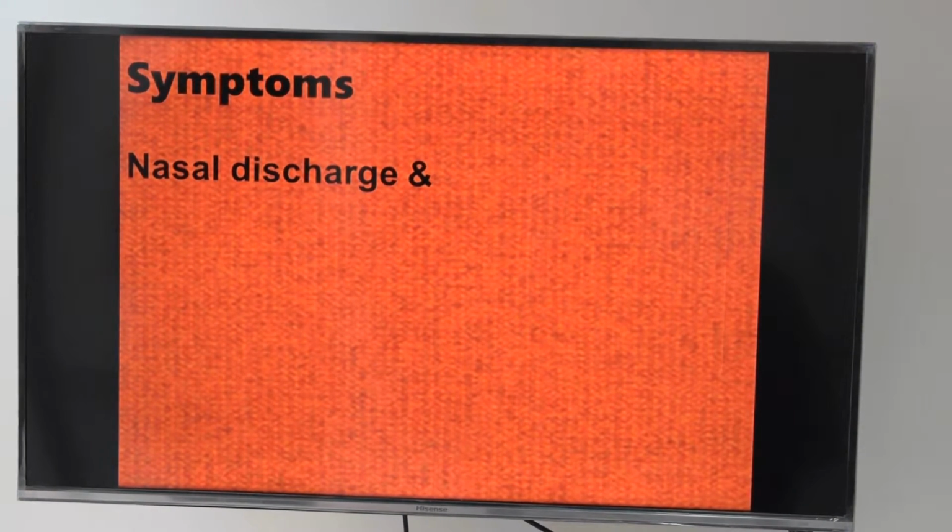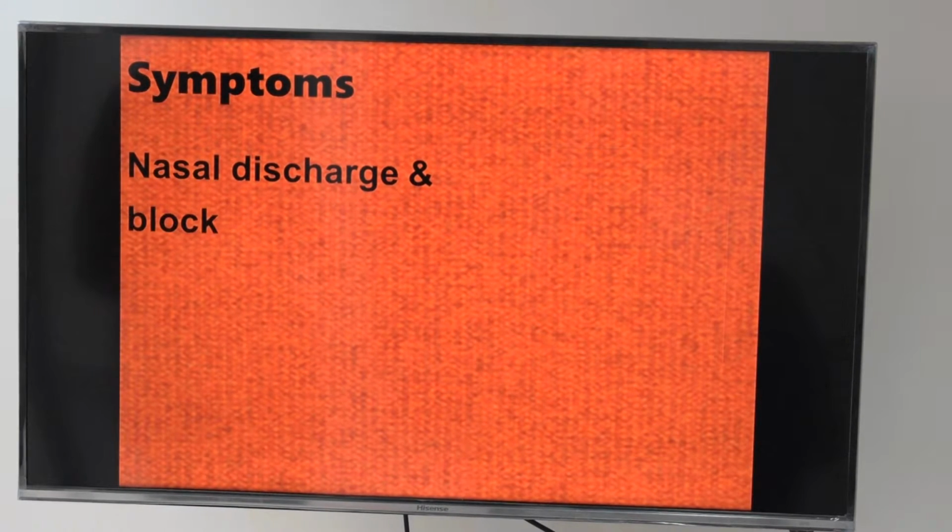Coming to the symptoms. Since the patient is a child, the person to complain will be the mother. Mother says the child has had upper respiratory tract infection like nasal discharge and nasal block. And after a gap of 2-3 days, he has developed ear pain. That is the most common complaint.